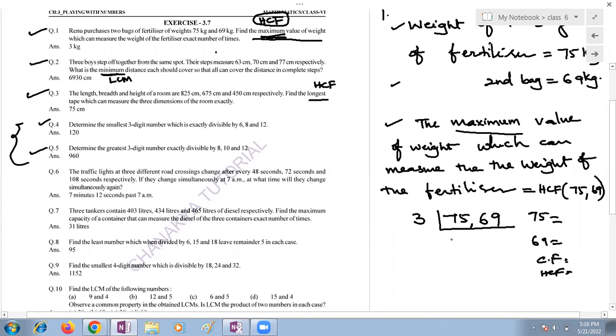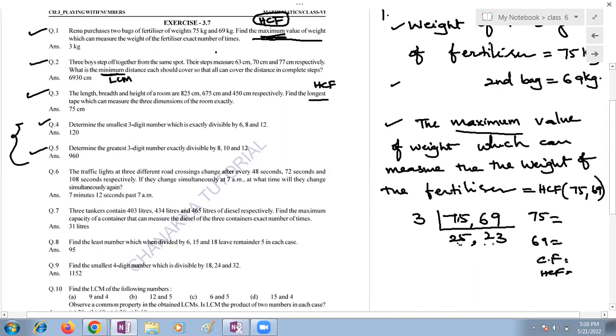So 3 fives are 15, 3 times 25 is 75. And for 69, 3 times 23 is 69. Now 25 and 23 will not be divisible by any common table.